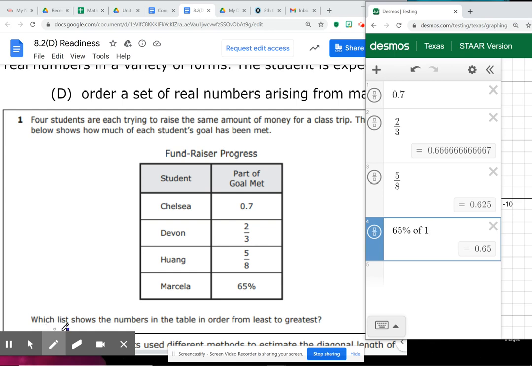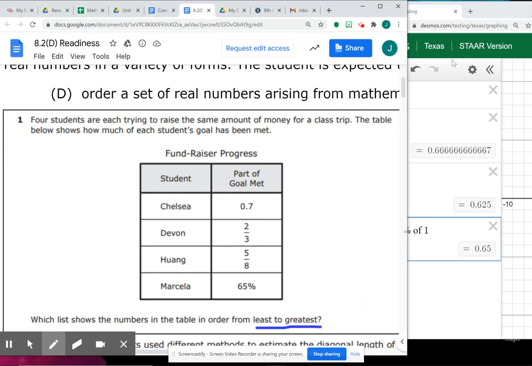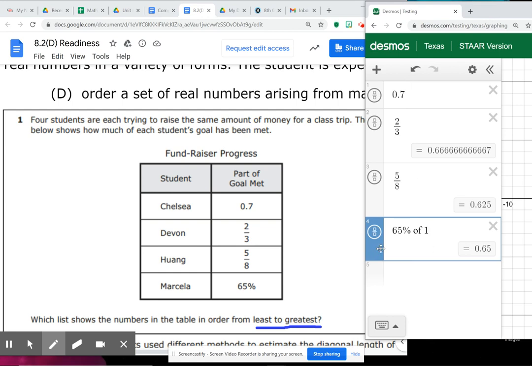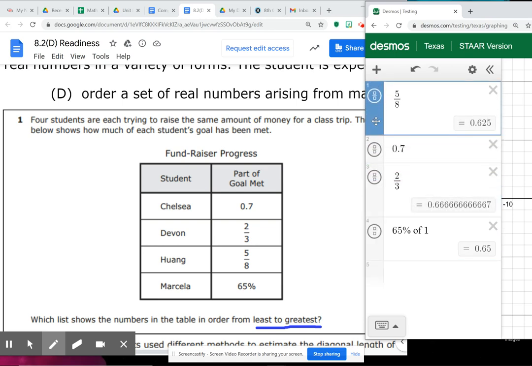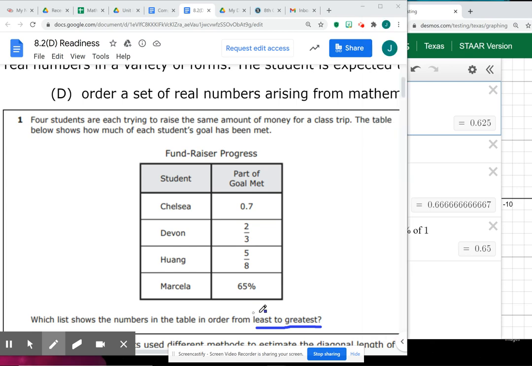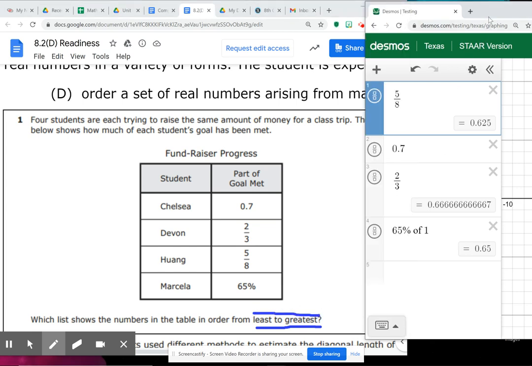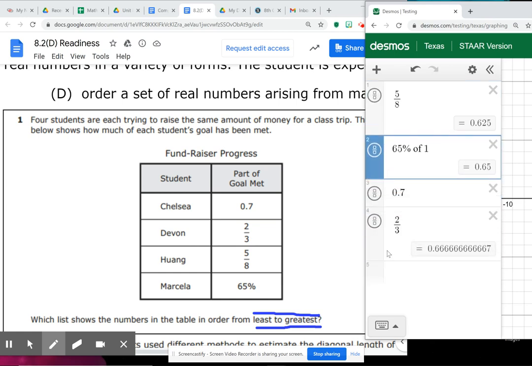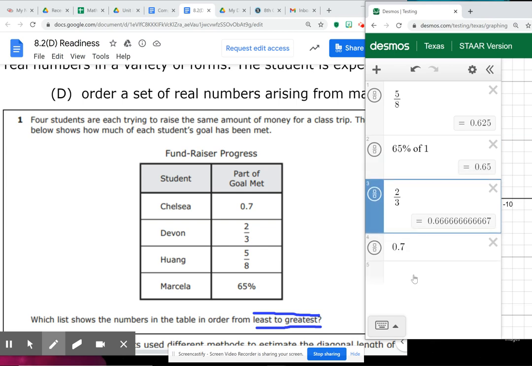Now, the question asks for us to do it from least to greatest. And what we're going to do here is just grab these things and do it. So what is my least value here? Just look at the decimals, 0.7, 0.66, 0.625. That'd be my least. So I'm just going to move that up to the top because that should be the first thing in my list from least to greatest, right? And then the next one would be 0.65 and 0.67. And there's your list. Now, when you look at the question and say, okay, what is the best list? What's the best choice? You have it laid out for you perfectly.